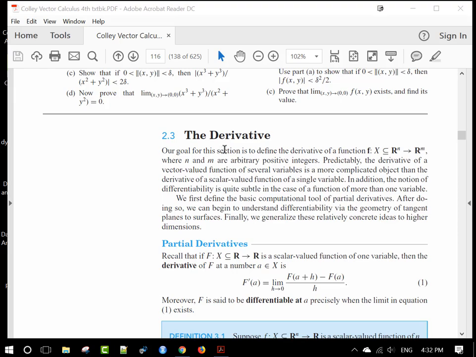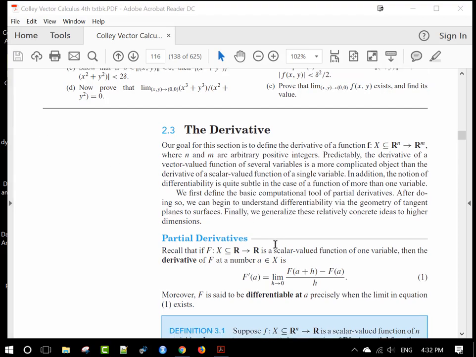Okay, so we talk about the derivative, and for just a regular function from R to R, the derivative, as we said, is a limit, and this represents the slope, basically, of what we call the secant line. We're trying to get the slope of the tangent line, which is also called the instantaneous rate of change of the function.